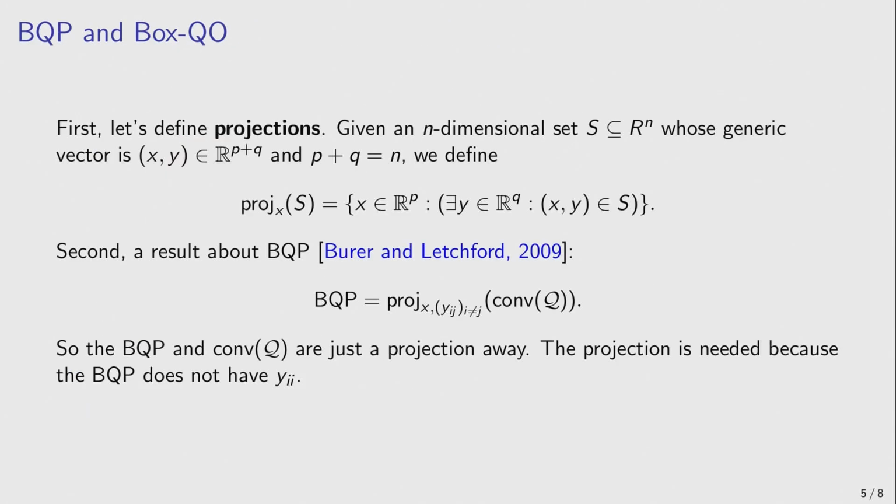But first, the most important thing is the following. This is a fundamental relationship between the two sets. This is our continuous set, where all the variables are between 0 and 1. This is the convex hull of a binary set. All you need to do is simply take the convex hull, if you knew it, of course, of Q, project out, so keep only the variables x and yij with i different than j, and you will get the BQP. So all you need is really a projection to go from the convex hull of one to the other.